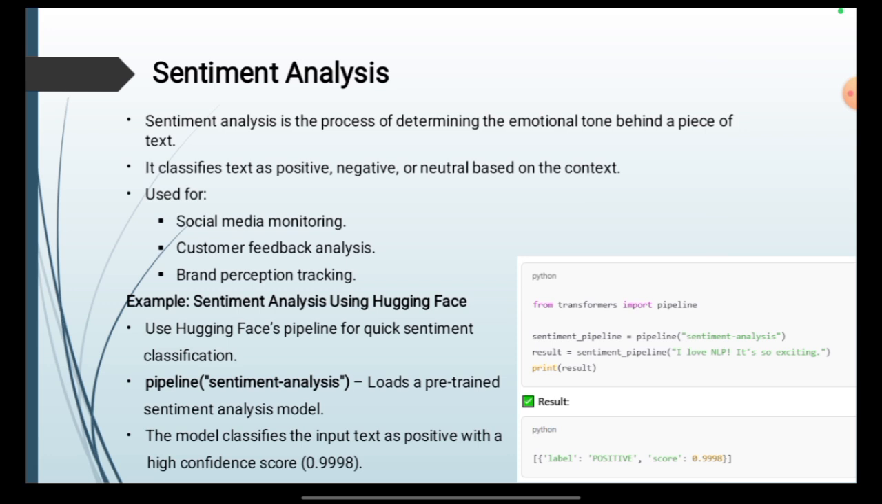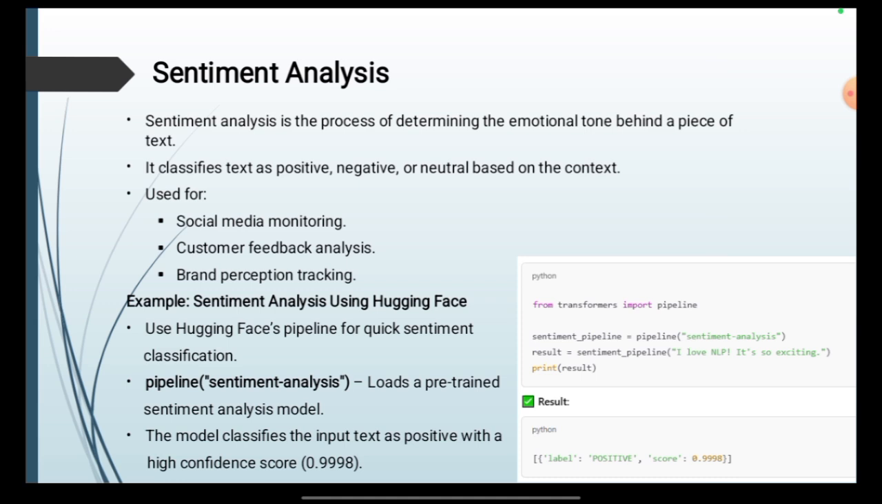So from this part, we can understand that sentiment analysis is the process of determining the emotional tone behind a piece of text, classifying it as positive, negative, or neutral. It helps businesses analyze customer feedback, monitor social media trends, and track brand perception to understand public opinion and improve customer satisfaction. By using machine learning models, sentiment analysis can identify patterns in text and predict how people feel about a product, service, or event, enabling businesses to make data-driven decisions.